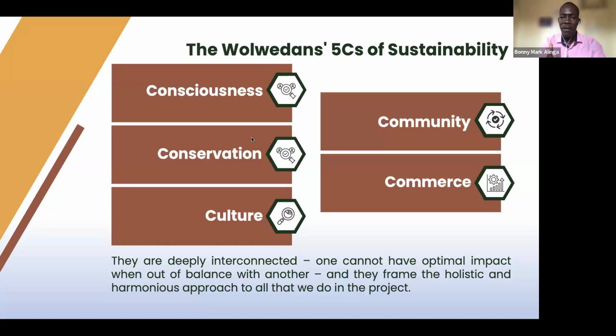So all these 5 C's are interconnected, and you cannot do without one of them. Each one of them optimizes another one for impact. Culture optimizes commerce and community and conservation and consciousness to thrive. Commerce needs the consciousness, conservation, community, and culture to thrive. Because without community, culture, conservation and consciousness, there is no commerce. So all these 5 C's go hand in hand.